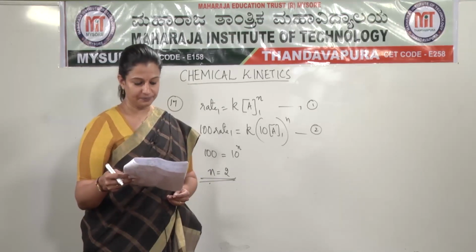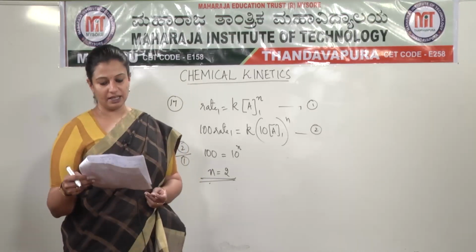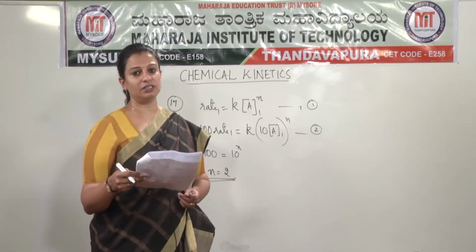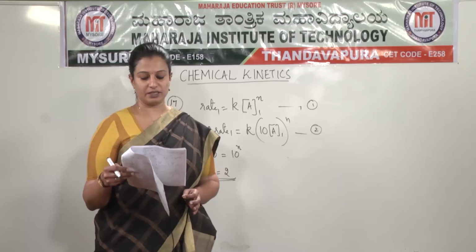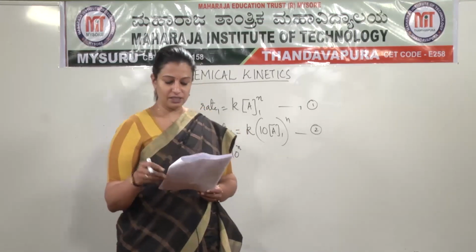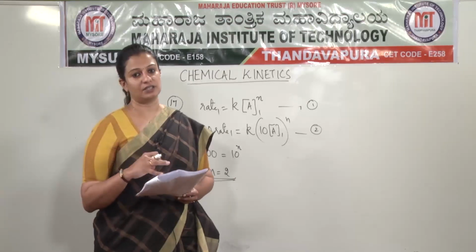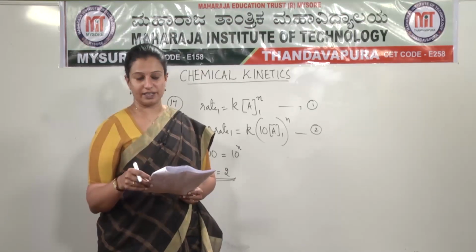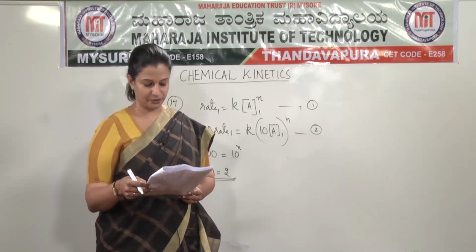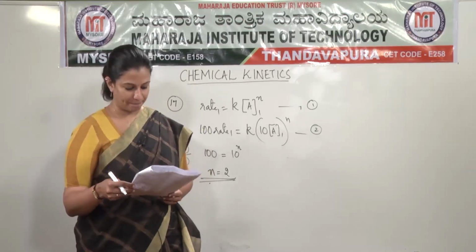Question number 18. The formation of gas at the surface of tungsten due to adsorption is a reaction of order dash. Again a theoretical question. Just like I mentioned earlier, photochemical reactions are zero order reactions. Similarly, surface reactions are also mostly zero order reactions. So you can take the answer 0. Therefore, question number 18 is option A.